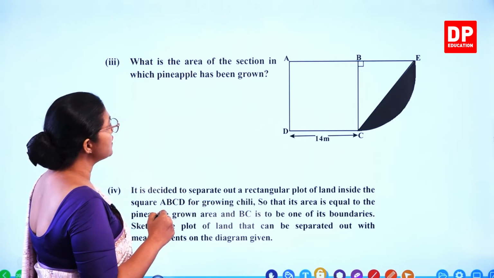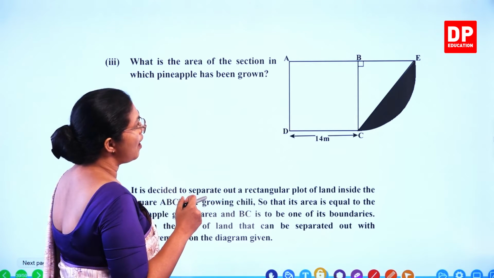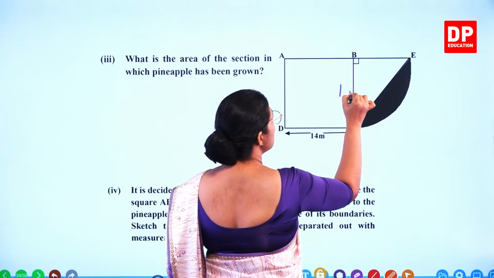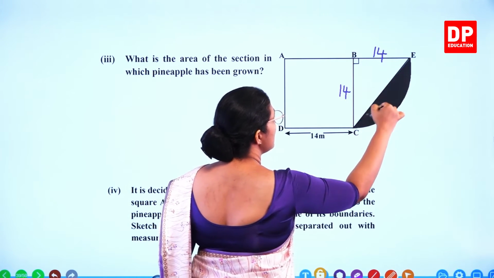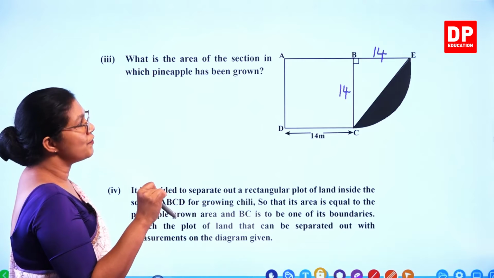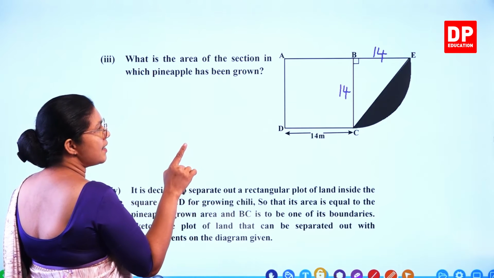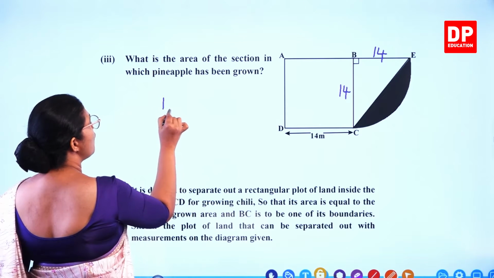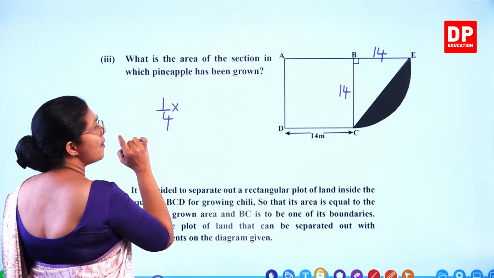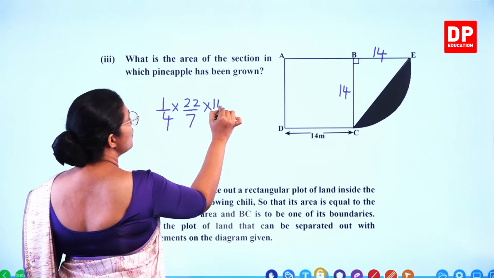Part 3, what is the area of the section in which pineapple has been grown? That's the shaded part. How do you find the shaded part? We know this is 14. This is 14. If we find the area of the sector minus the area of the triangle, you get the shaded area. So what's the area of the sector? Angle is 90. 90 over 360 is 1/4. Quarter of a circle. 1/4 into pi r squared. 22/7. Radius is 14.